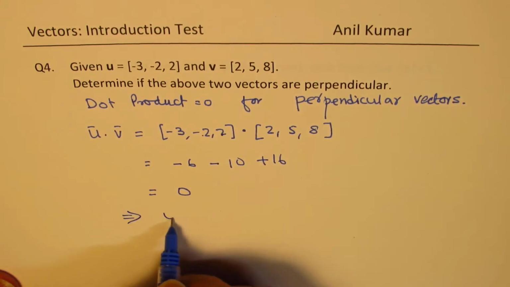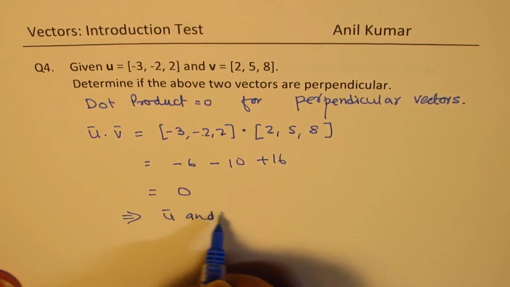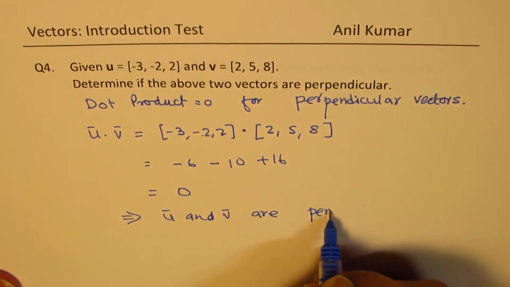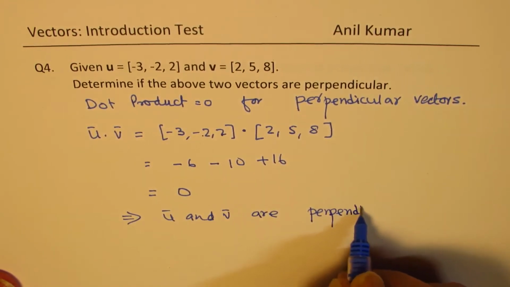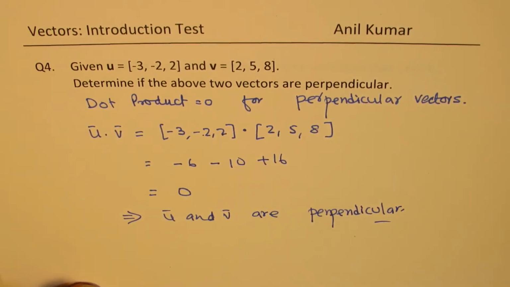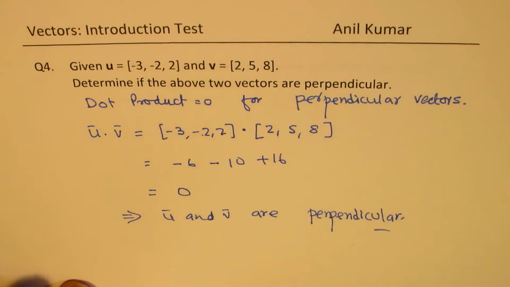So this implies that u and v are perpendicular. Clear? Let's take the next question.